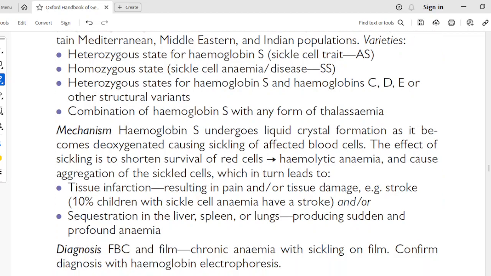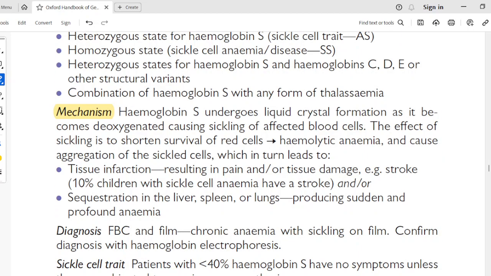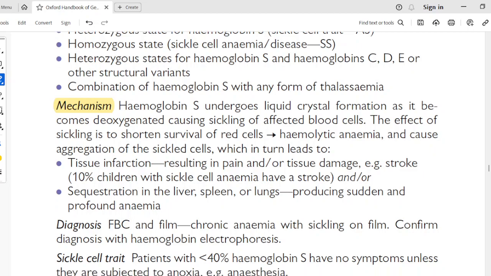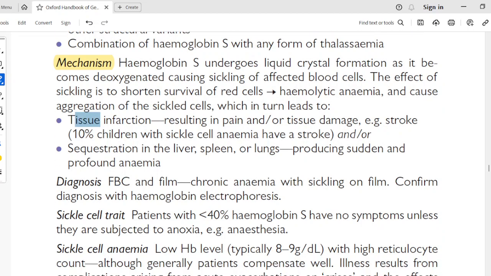Mechanism: hemoglobin S undergoes liquid crystal formation as it becomes deoxygenated, causing sickling of the affected blood cells. The effect of sickling is shortened survival of the red cells, leading to hemolytic anemia, and causes aggregation of sickle cells, which in turn leads to tissue infarction, resulting in pain or tissue damage. Example, stroke: 10% of children with sickle cell anemia have stroke and/or sequestration in the liver, spleen or lungs, producing sudden profound anemia.